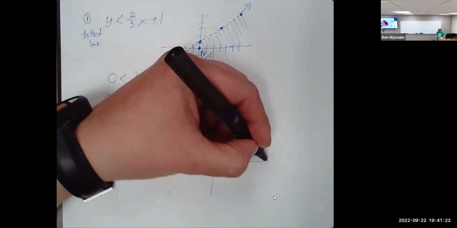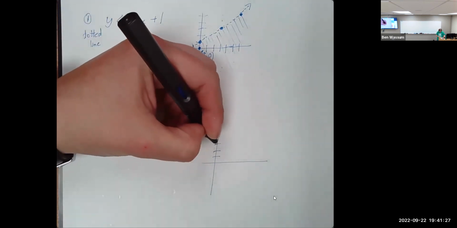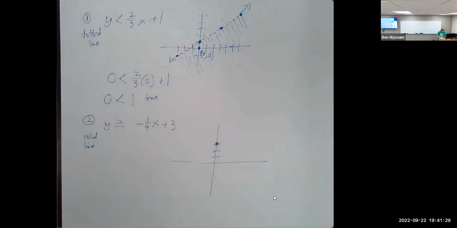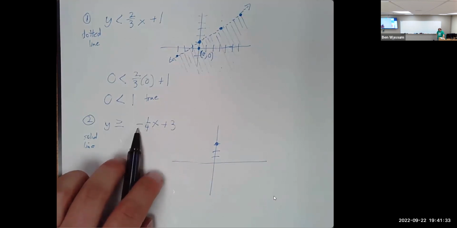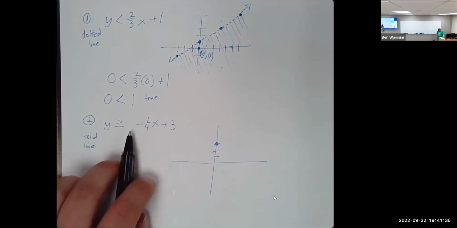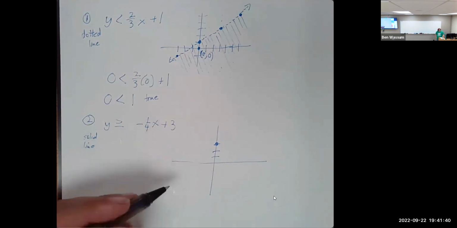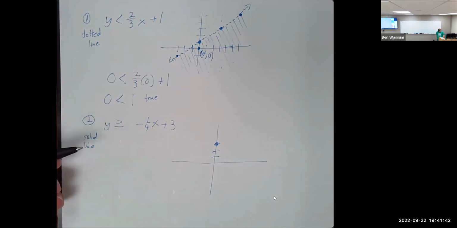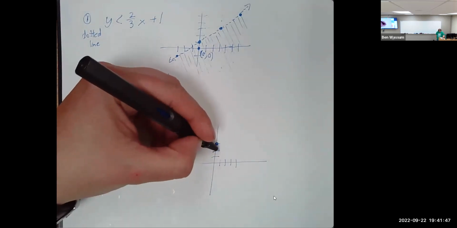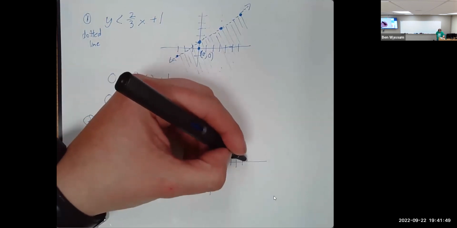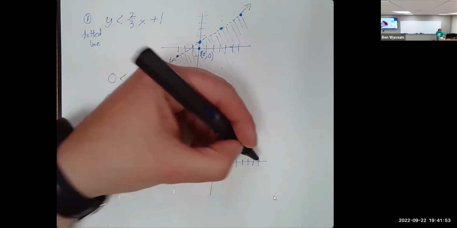Start from our y-intercept, which is 3, and then play with our slope. Our slope is negative 1/4. So again, I like to see that negative as being on top. So I'm going to look at this as being a negative 1/4. So my rise will be negative 1 and my run will be 4. So we'll go down 1, over 4. Down 1, over 4. All right.